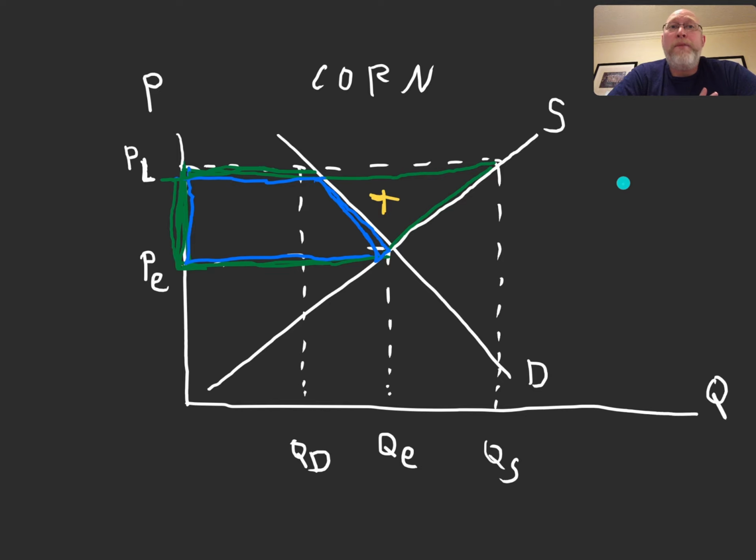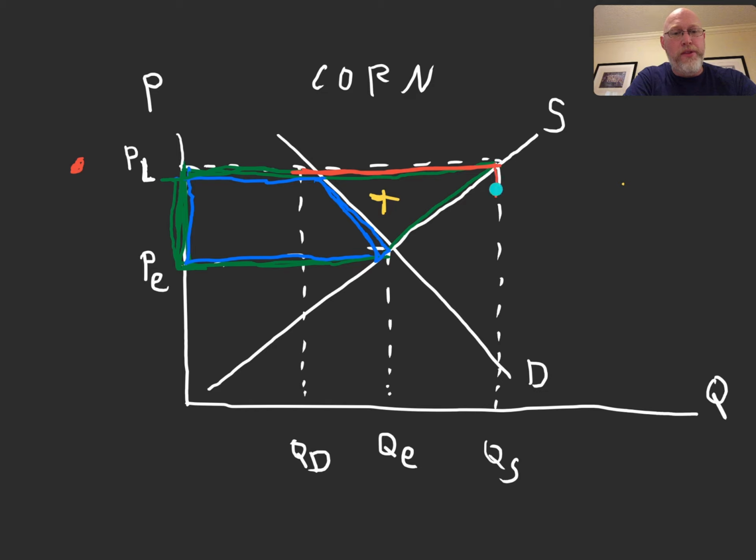And so the taxpayer / government has to spend money to make this happen. The only way to make this work is for them to buy up the surplus. And if you'll remember, the surplus is this distance here, the difference between the quantity supplied and the quantity demanded. And so they're going to buy every one of those bushels of corn, and they're going to buy it at the loan rate, which means they're going to pay this much for it.